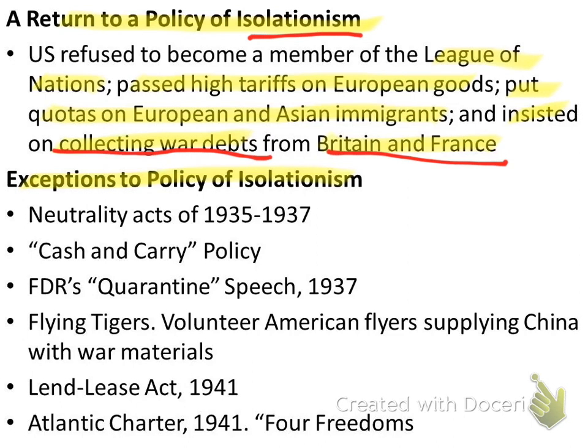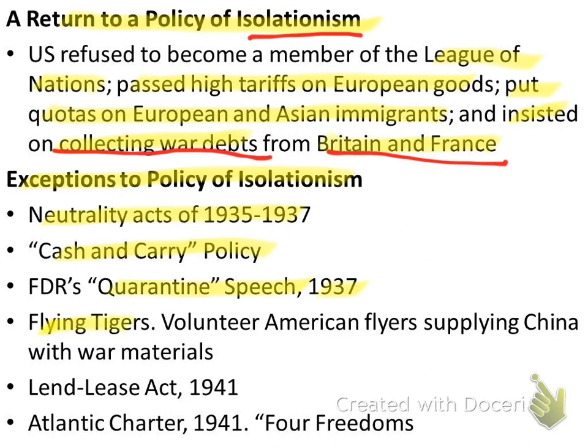Exceptions to the policy of isolationism, though. Here are some examples of things that we did do that took us out of our isolationist mode. Number one, the Neutrality Acts, that A should be capitalized, I apologize. We had several acts passed between 1935 and 1937. The cash and carry policy. These, of course, are terms that we have had in our vocabulary terms. You can go back and refer to them if you don't remember them. FDR's quarantine speech in 1937.